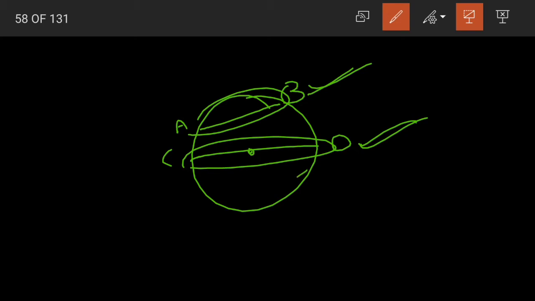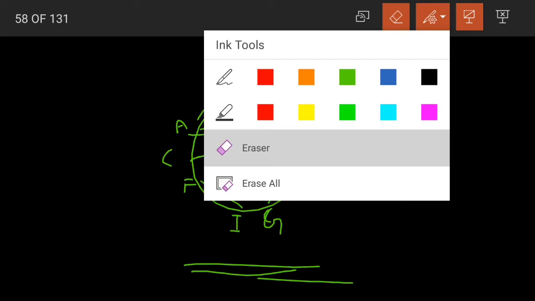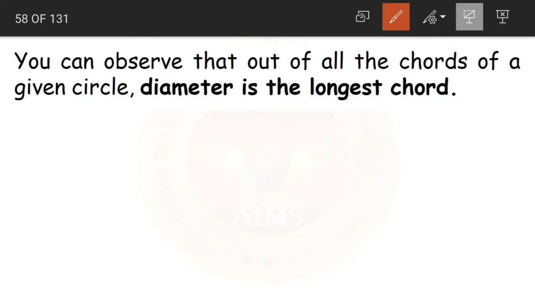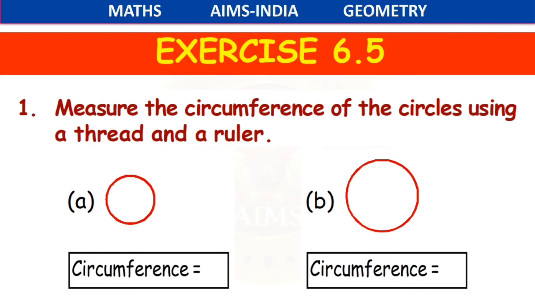So whatever chord you may take, like for example EG, or FI, or any other chord, among all the chords of a circle, the length of the diameter will be the highest. Is this clear, children? The largest chord will be our diameter. Always the largest chord will be our diameter. This is one property of the diameter that you must remember. The diameter is the longest chord of the given ones.